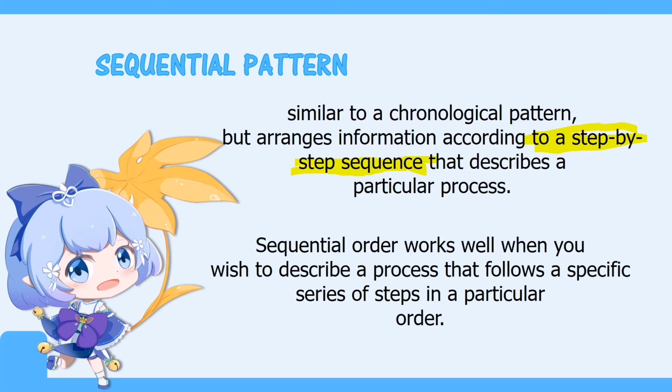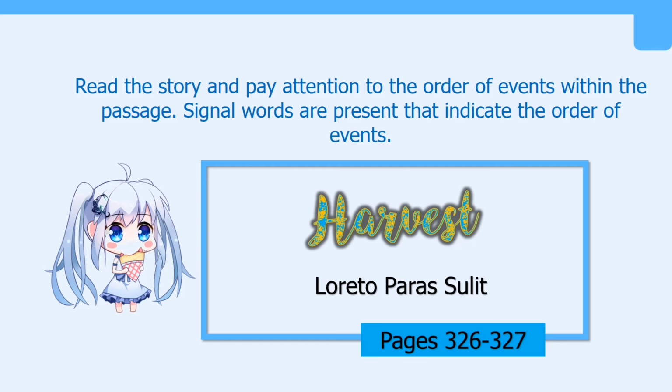So, this time, I want you to read the story and pay attention to the order of events within the passage. Okay? Signal words are present that indicate the order of events. So, I want you to familiarize or to take a look or to highlight the order of the events. Our story entitled Harvest by Loreto Pararas Sulit. So, you can open your book in pages 326 to 327. So, I want you to read it carefully and take note of the order of events.